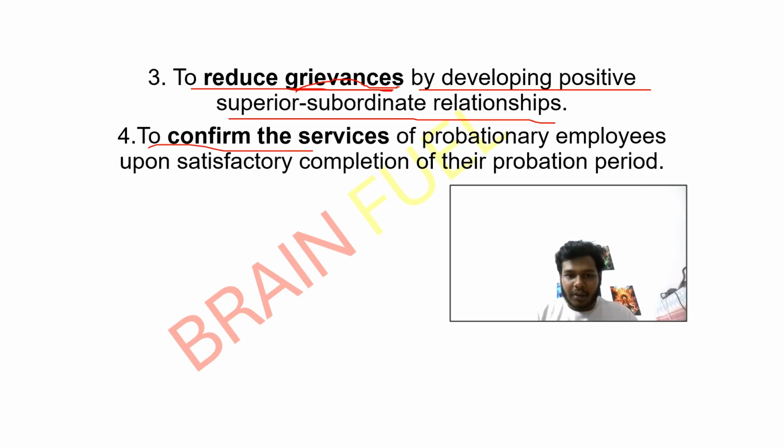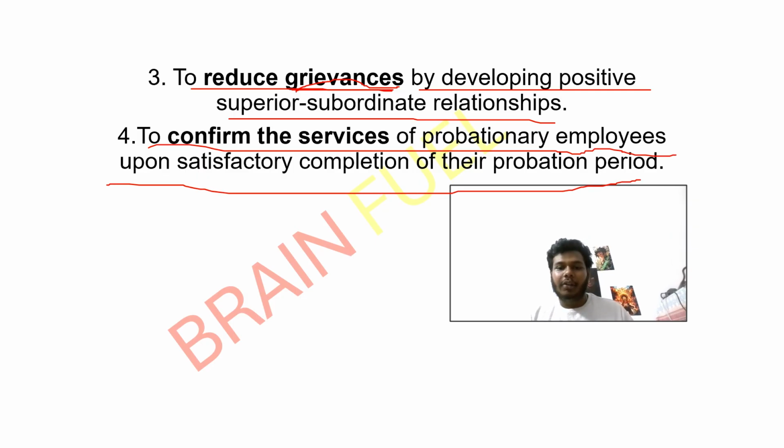To confirm the services of probation employees upon satisfactory completion of the probation period. So what's a probation period? It's a term where you will be in training or under observation in the first few months of working in a new organization. It will be like 3 months, 6 months.